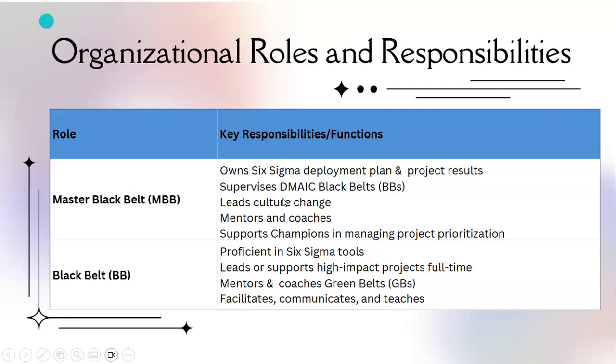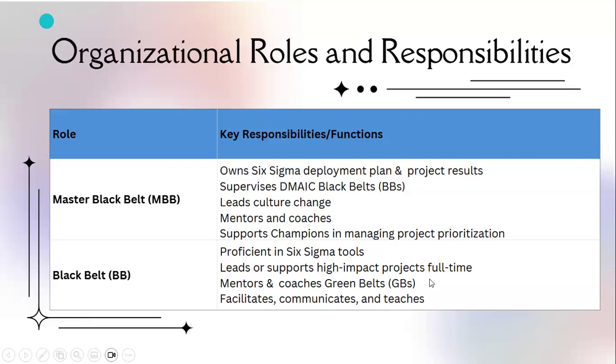The MBB will supervise all your DMAIC. Black belts will be controlled or supervised by the MBB, and they lead culture change, mentor and coach. They will mentor, create a team, and support champions. Champions are the people who are the financial sponsors, the fundraisers for this project. They will support champions in managing project prioritization. And the MBB should be proficient in Six Sigma tools. They should know every Six Sigma tool. That's what is expected. Then the black belt is the next level after the MBB.